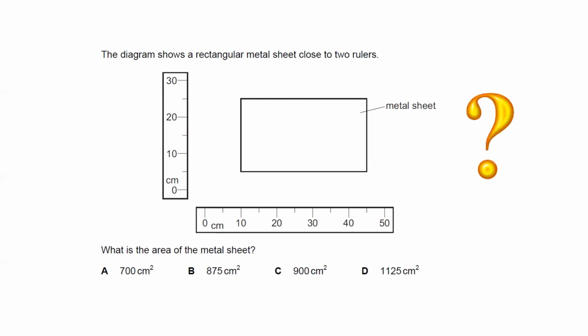Next question. The diagram shows a rectangular metal sheet close to two rulers. What is the area of this metal sheet? Area is length multiplied by width.